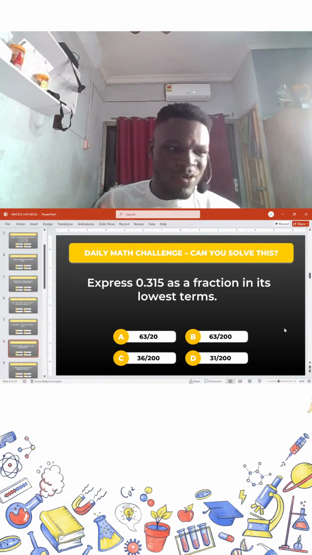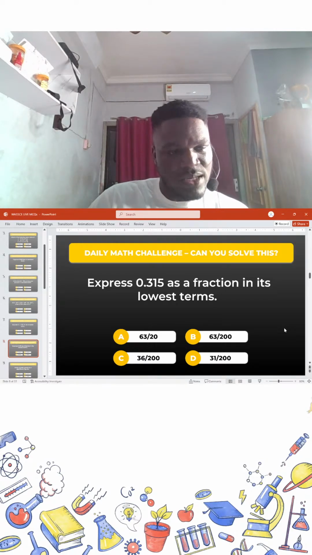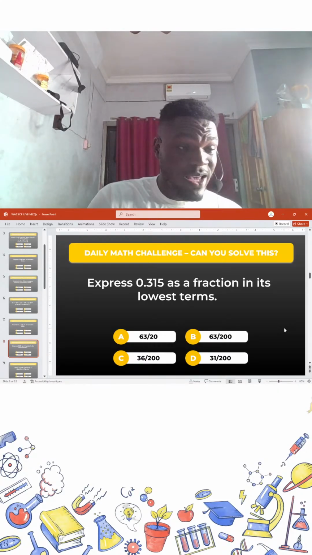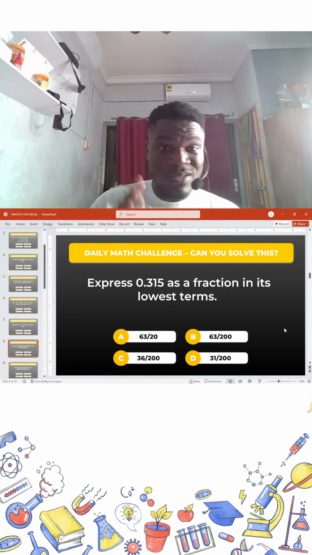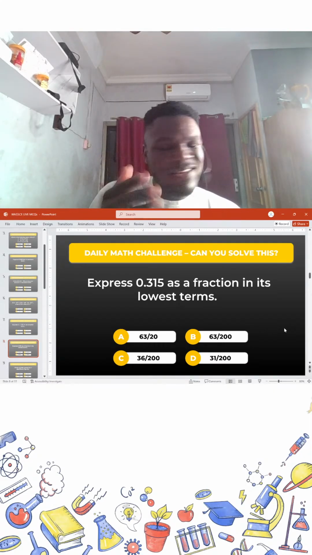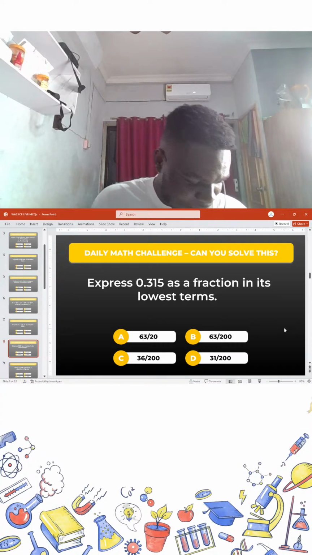Now, you see, sometimes when you're writing WASSCE, there's examination tension. You have your calculator. Some of these questions you don't necessarily have to solve as if you are doing it subjectively. All you have to do is take the options and put them into the calculator. Option A, 63 over 20, what does it give you as a decimal? Option B, 63 over 200, what does it give you as a decimal? Just do that for all. The one that gives you 0.315, that is your answer. It's just as simple as that.